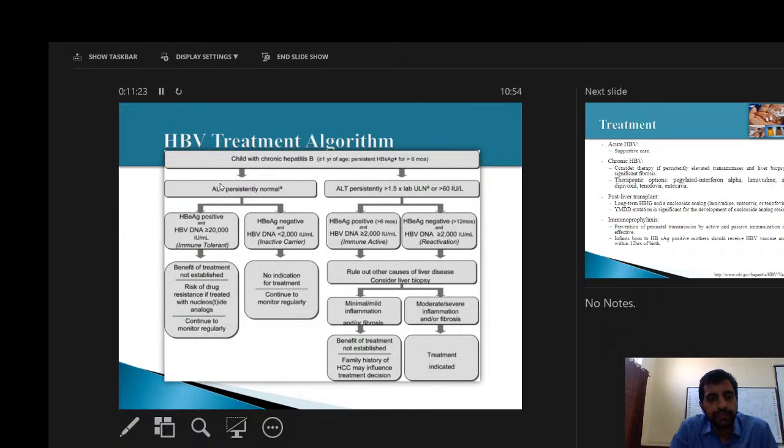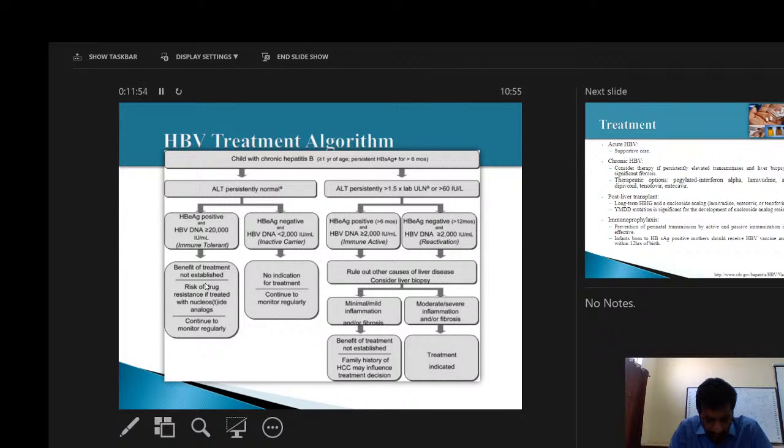So this patient, a child may come in the immune tolerant phase, or an adult may come in the immune clearance phase, whichever phase the patient may come in. If the ALT is persistently normal, we'll wait, we won't treat. If the ALT is persistently normal, that means there is no active hepatitis going on. Even if the HBeAg is positive and HBV DNA is greater than 20,000, we don't treat this patient.